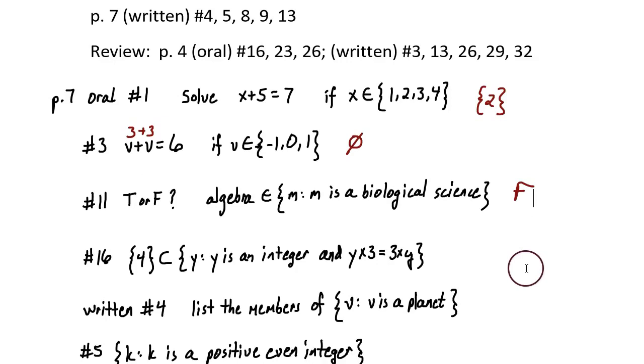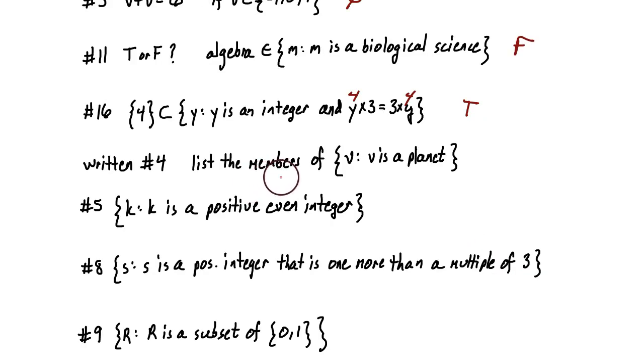Number 16, the set containing 4 is a subset of set Y, such that Y is an integer and Y times 3 equals 3 times Y. Is 4 an integer? Yes, it is. Does 4 work here for Y? 4 times 3 equals 3 times 4? Yes, it does. So this is true.